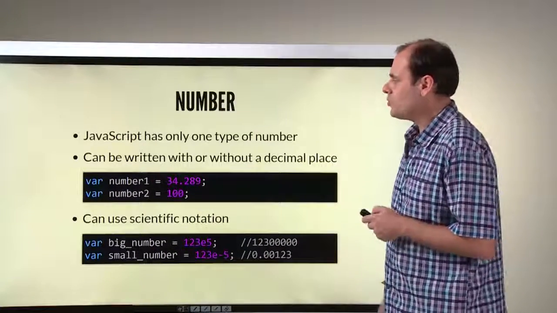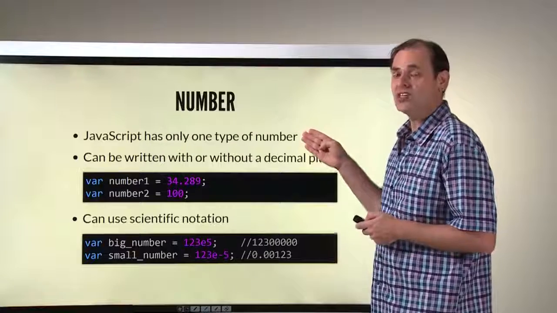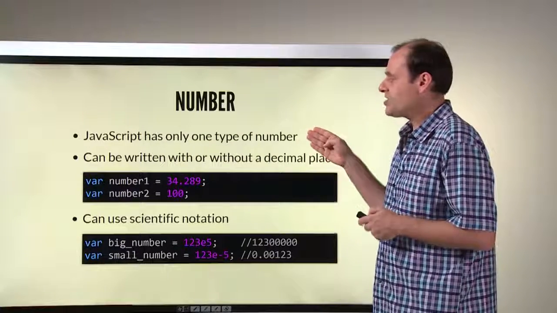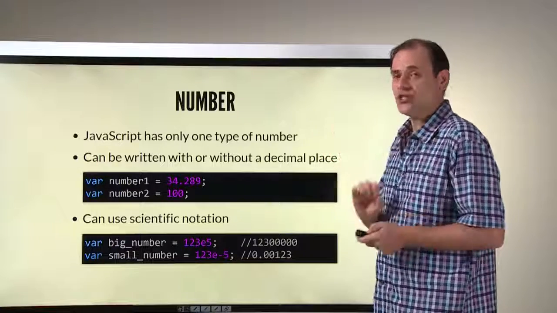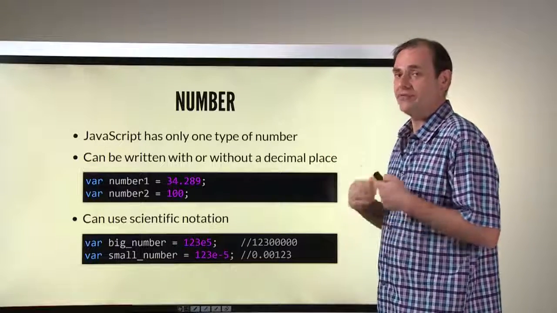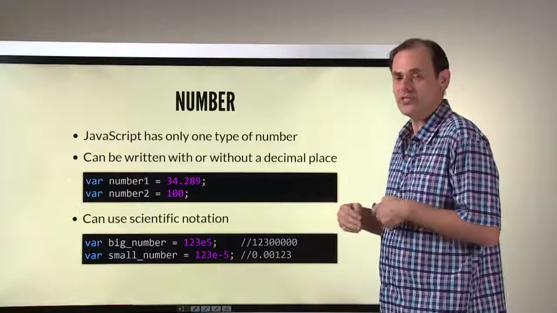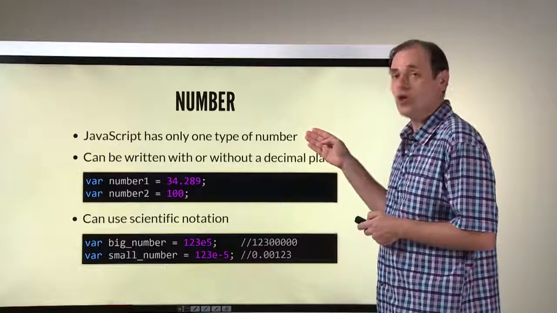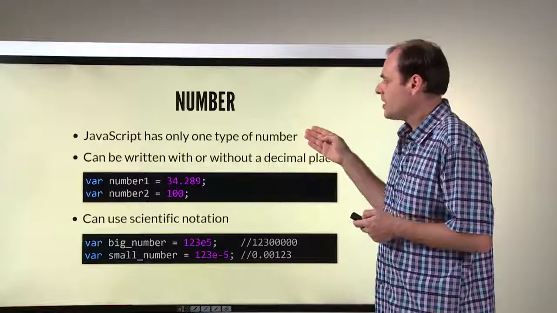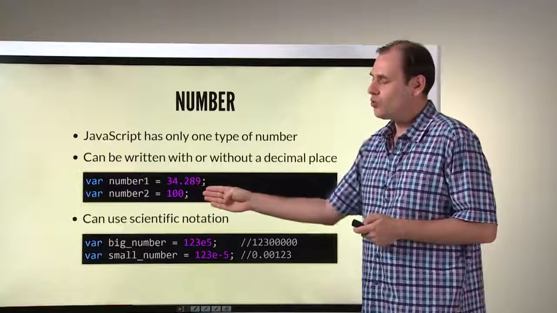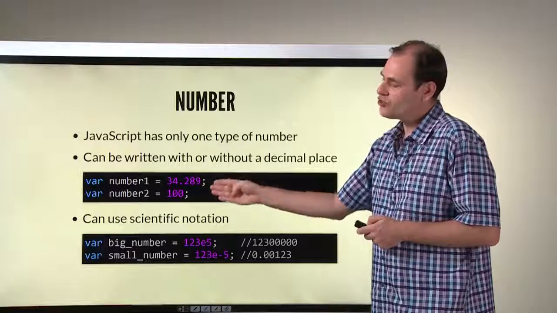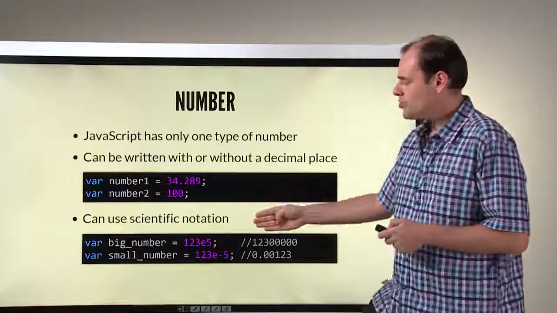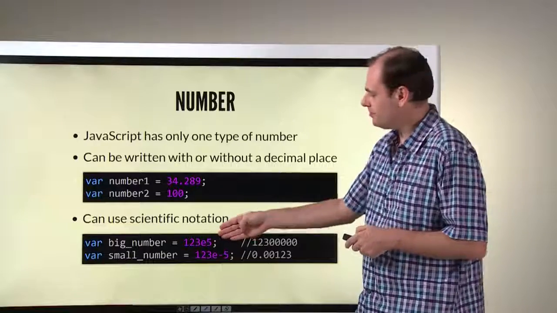Number, first of all. JavaScript has only got one type of number data type variable. Some other languages have an integer type and also a floating point type. Floating point means a number with a decimal place. They have two, but JavaScript just has one type of number. You can use a decimal place or not use a decimal place. As far as JavaScript is concerned, it's the same type of number. You can also use scientific notation.